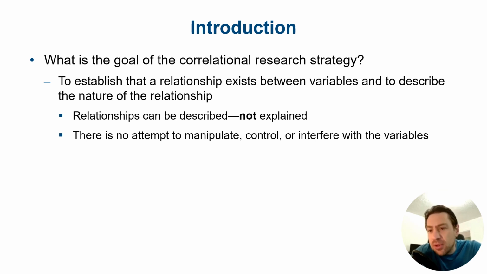Anyway, so an example of correlation would be taking a group of people and collecting information about how much coffee they drink per day and how many hours of sleep they get per night. And maybe you find that people that drink more coffee sleep fewer hours. That would be a typical use of the correlational strategy. And again, in that case, you have discovered and described a relationship without explaining why it exists.